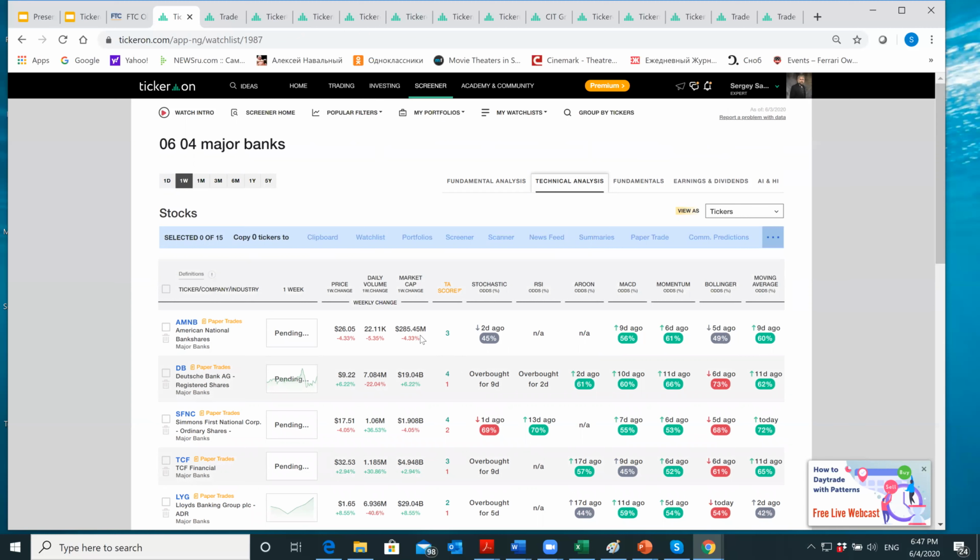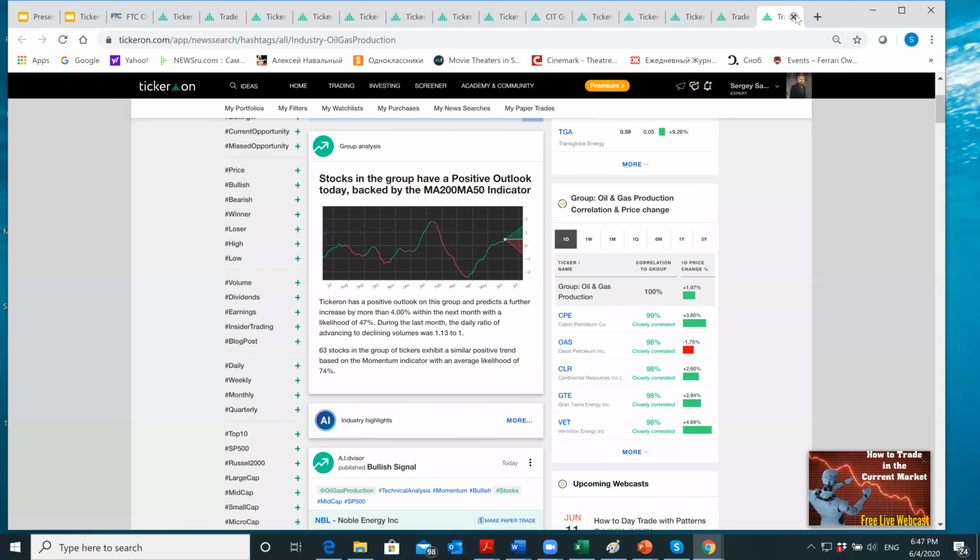So what you can do is click here, TScore, okay? On the TScore, what this sorting mechanism does is show you more green, like a technical analysis score, and that way you would be able to see more green than red, right? And let me close some of the screens.